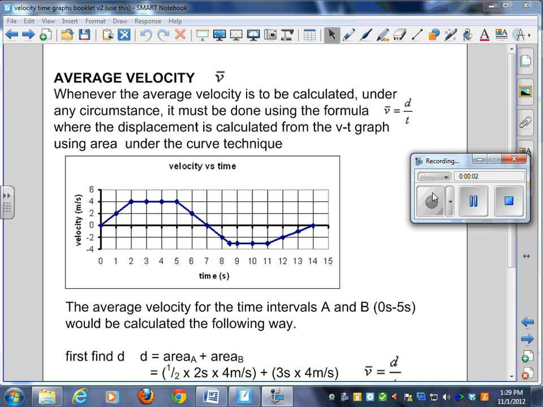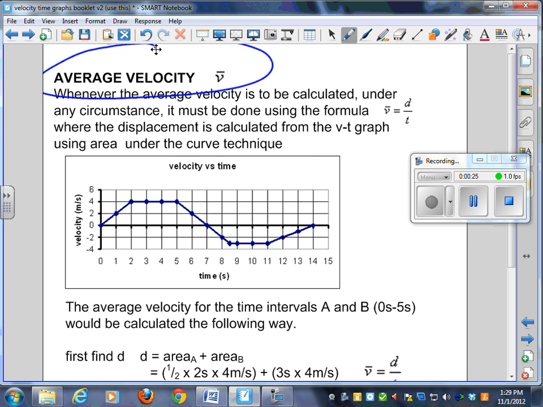So yesterday we left off with displacement. Now we're going to talk about average velocity. Whenever the average velocity is to be calculated, under any circumstance, it must be done using the formula v bar equals d over t. And the displacement has to be calculated from the VT graph using the area under the curve technique that we learned yesterday. So if you are asked to find average velocity, you must first do the area thing that we did yesterday and then simply divide by the time.